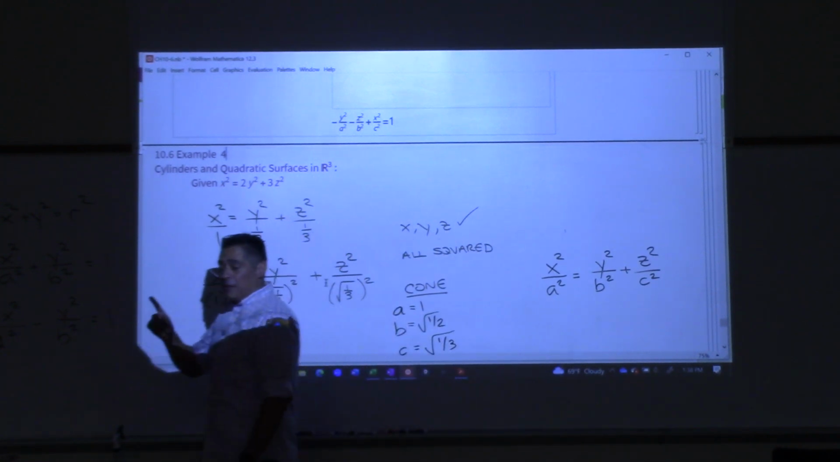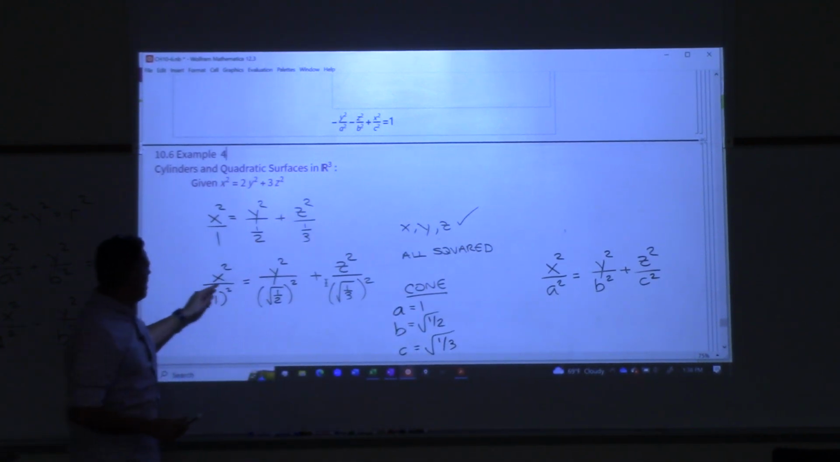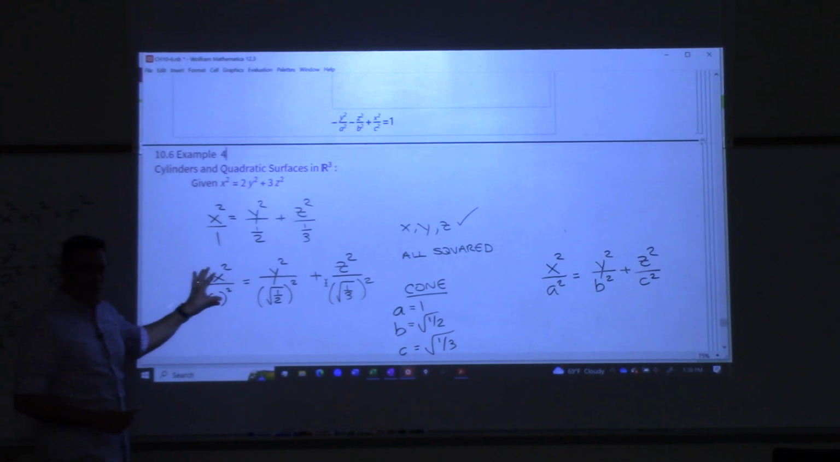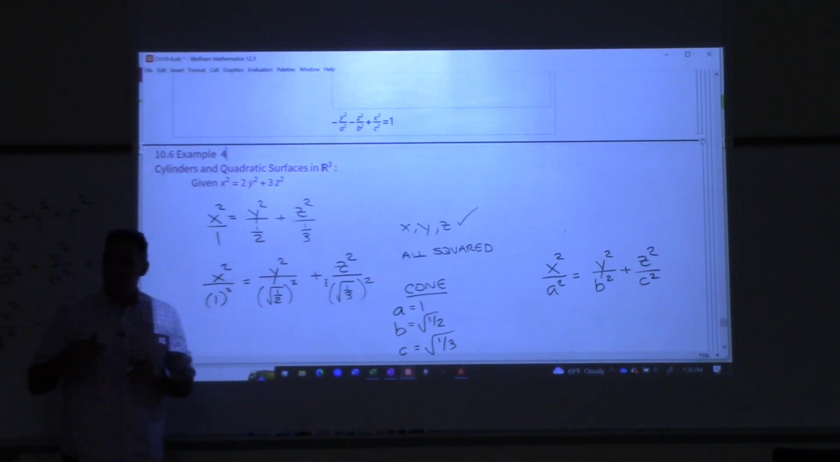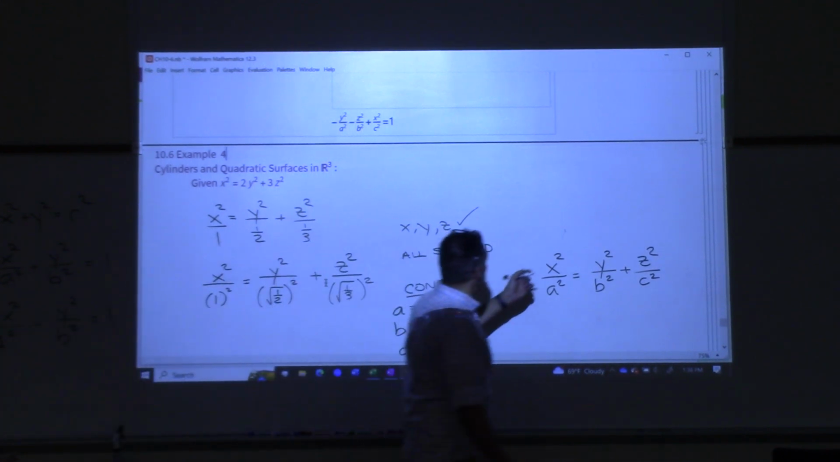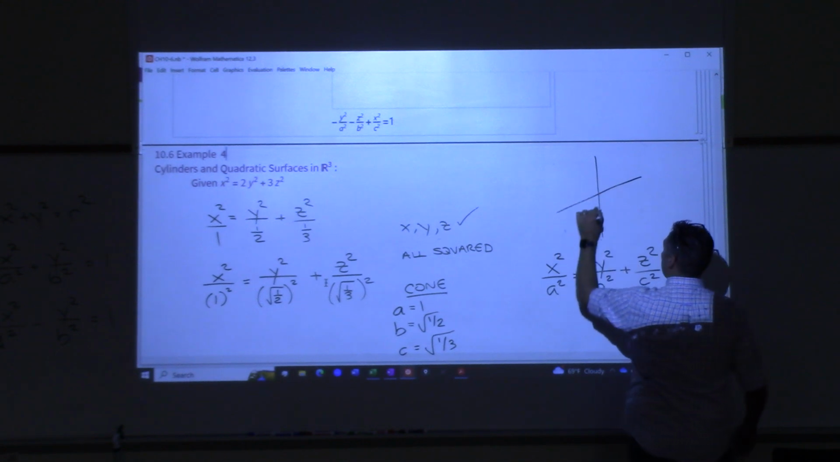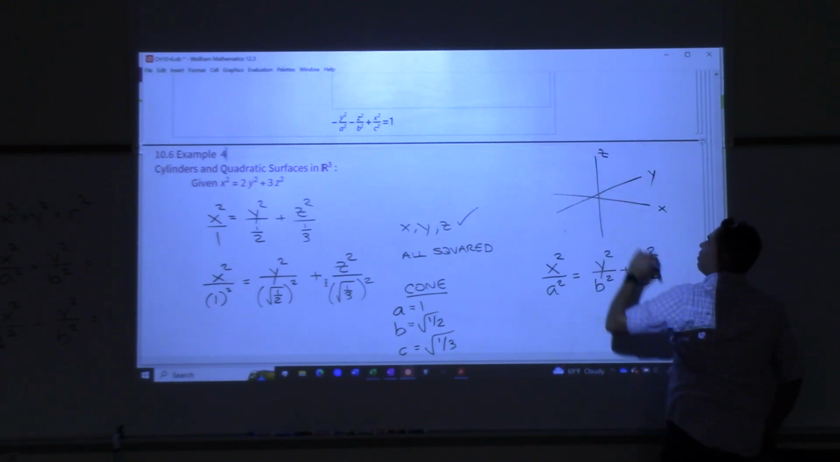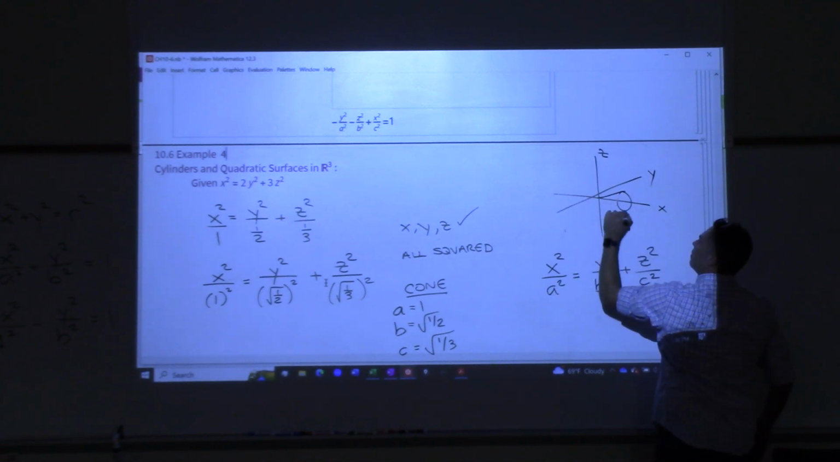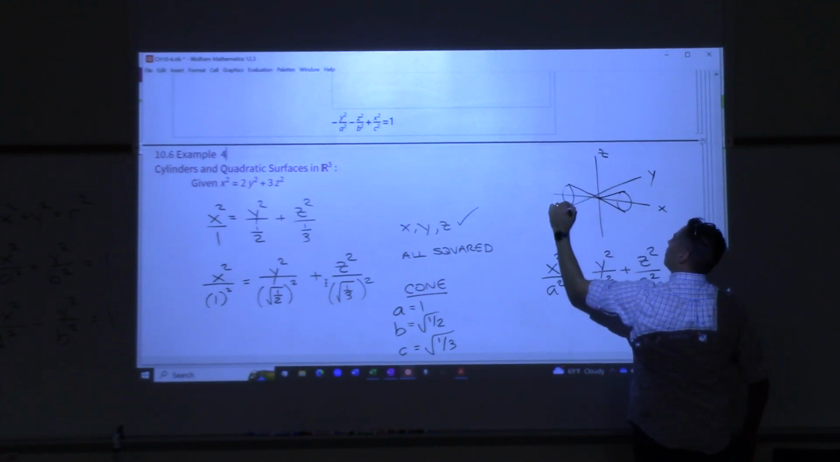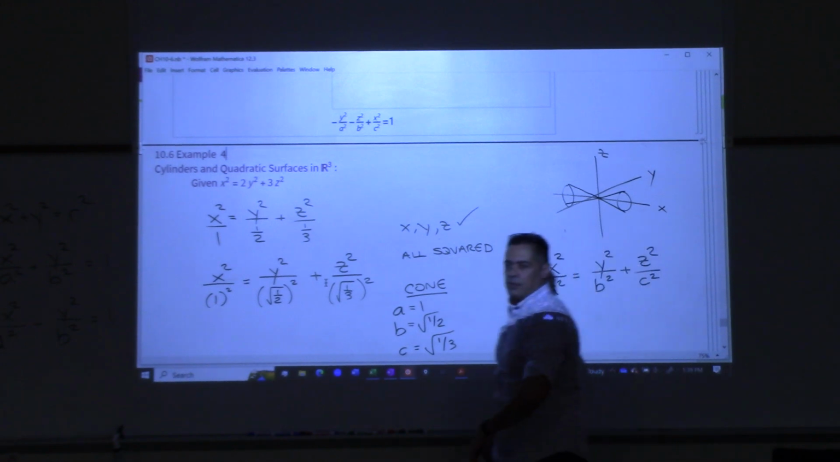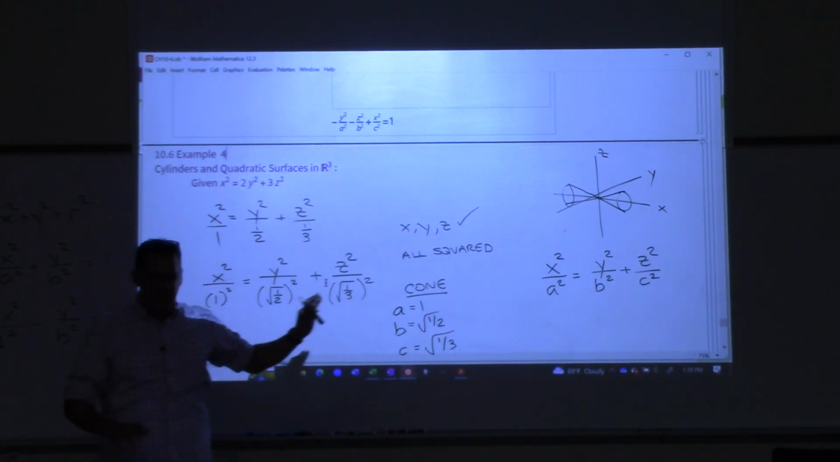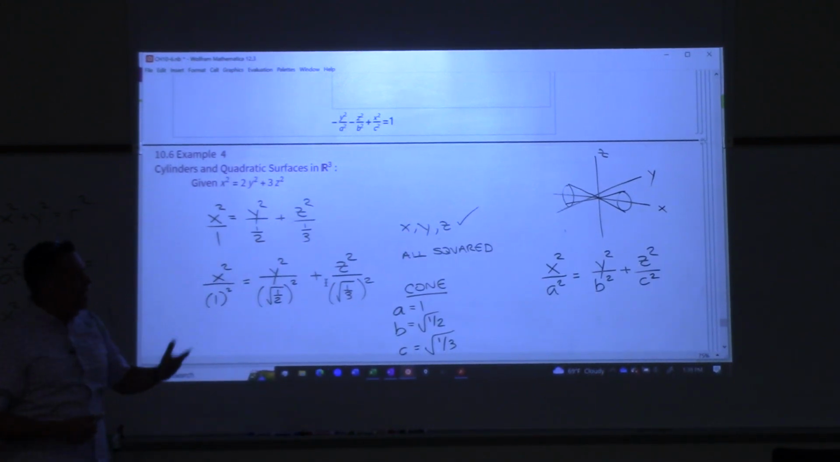And going back and looking at the notes, you'll see that whatever variable is by itself, not the ones being added together, the one that's by itself indicates the axis that the cone goes down. So if I were to actually draw a rough sketch of this, I know that it goes like this, roughly down the x-axis.